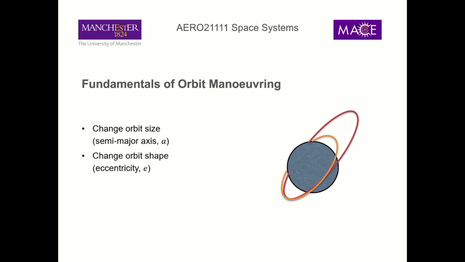We might want to change the orbit shape, so we might want to move into an eccentric orbit, like we talked about those highly elliptical orbits, or if we're in an elliptical orbit, we might want to turn it into a circular orbit so that we're getting a constant view of the Earth because we're always at the same altitude.